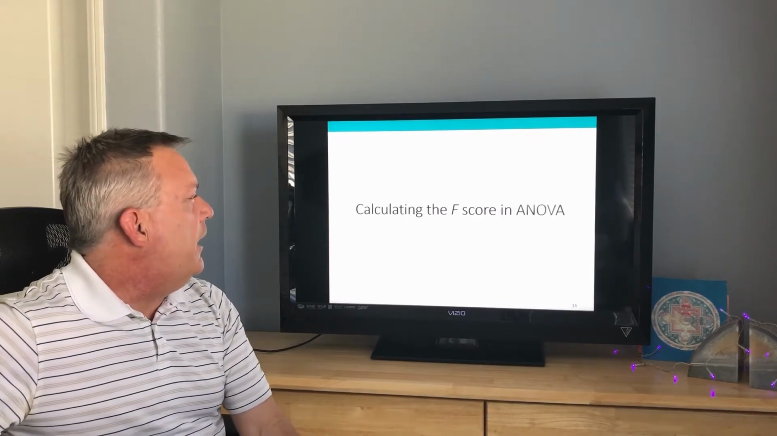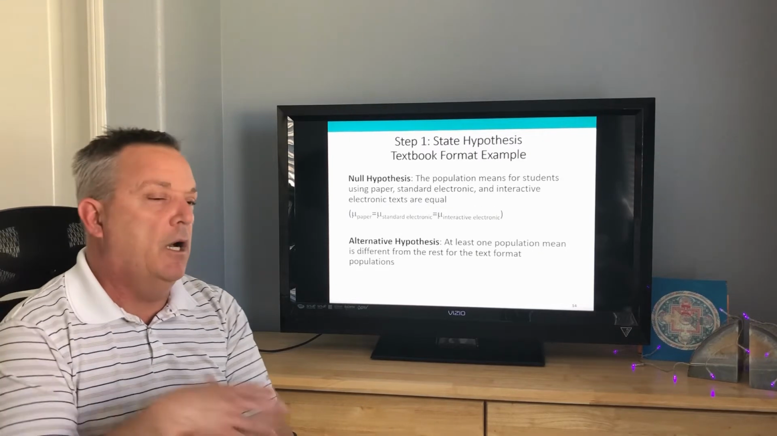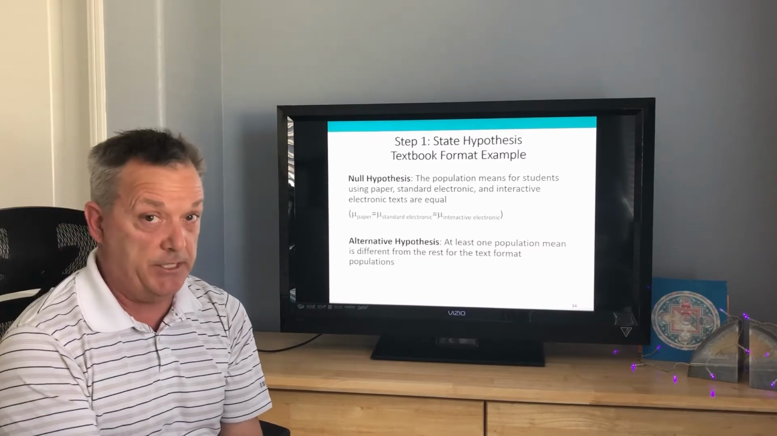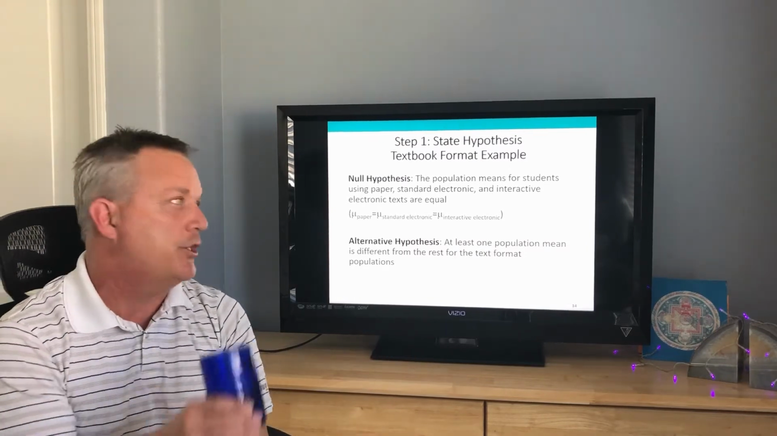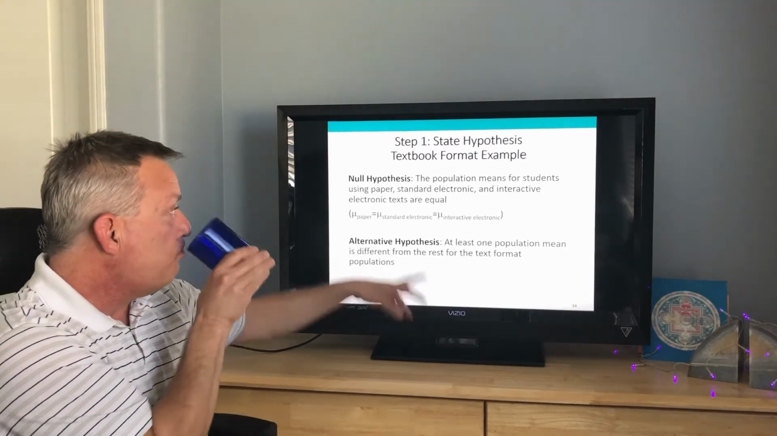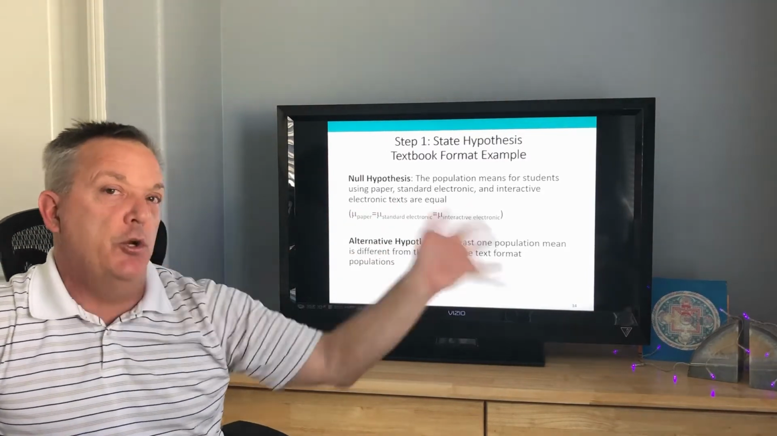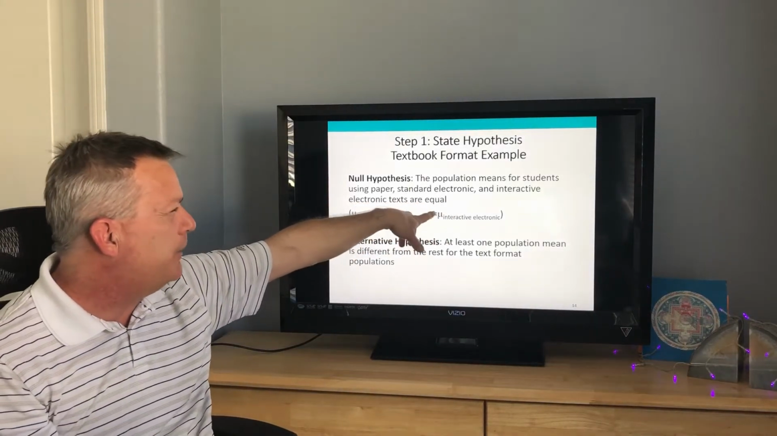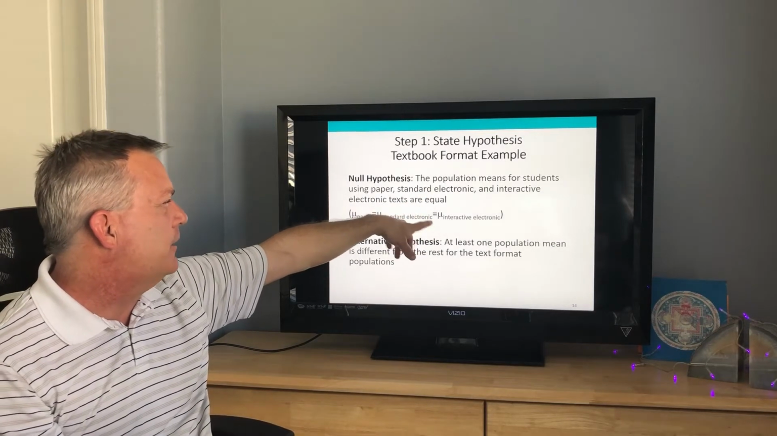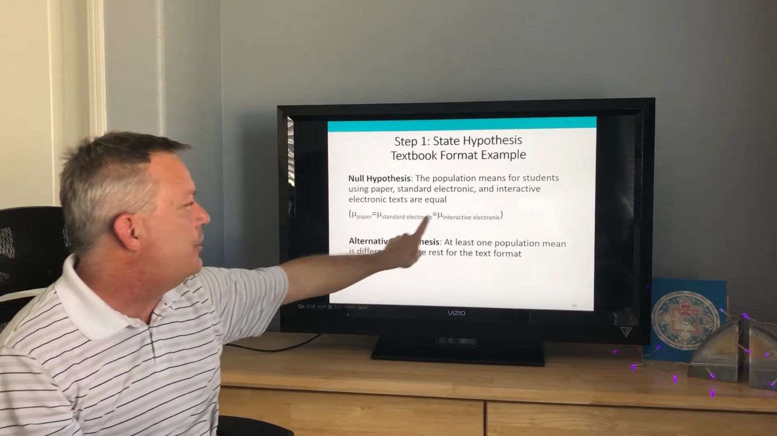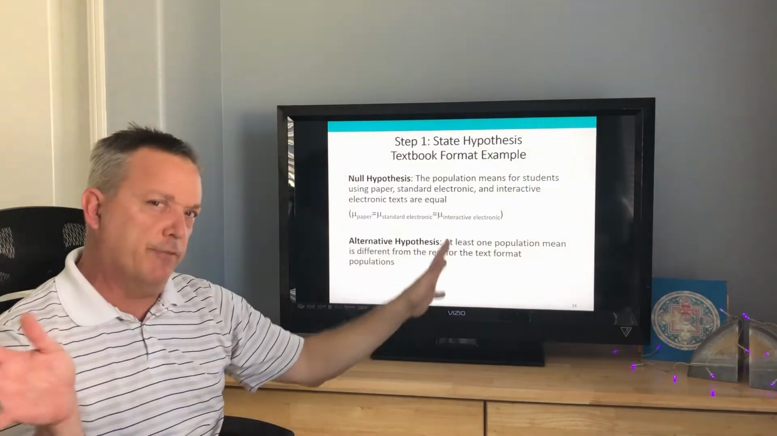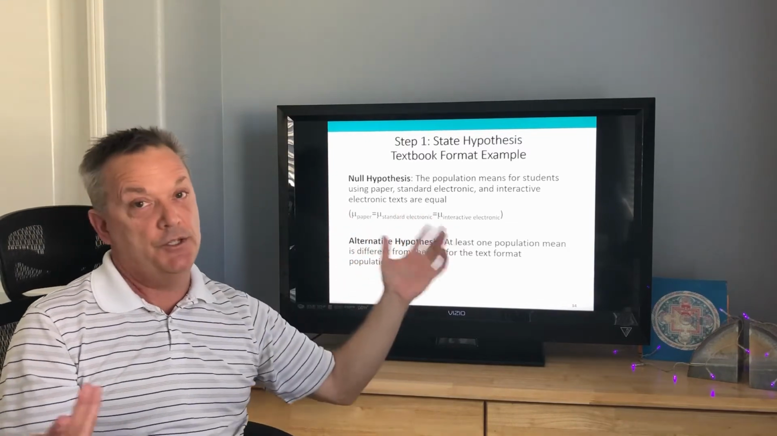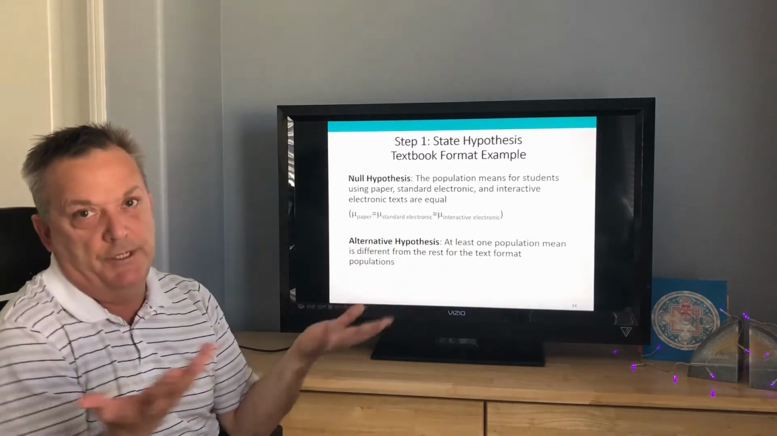Calculating the F score in ANOVA. So basically, let's go through our steps of hypothesis testing, which is no different than the t-tests and the other ones, right? But it's just a different equation. The null hypothesis is there's no difference in the scores. Population means for using paper, standard electronic, and interactive electronic texts are equal. So the mean of each of those is equal, right? No difference between those. But you're probably hypothesizing that these electronic ones are going to be better than the paper one.